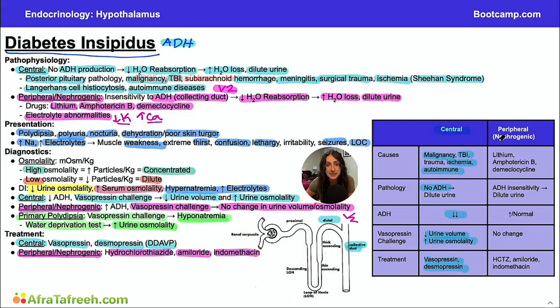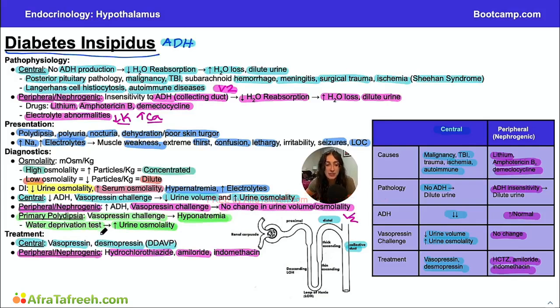Peripheral or nephrogenic diabetes insipidus, on the other hand, is going to be caused by drugs, primarily lithium, amphotericin B, or demeclocycline. It is going to be an ADH insensitivity, so ADH might be present, the levels might be high or normal, but it's just not doing its job. And that's why when we give them more ADH, we're not going to see any change with the vasopressin challenge. Nothing is going to really happen, because the problem isn't that we don't have ADH, the problem is that we're just insensitive to it. The treatment is going to be hydrochlorothiazide, amiloride, especially if we have a lithium-induced diabetes insipidus, and indomethacin. So now you guys are diabetes insipidus experts, but how would they ask you about this on a board style question?